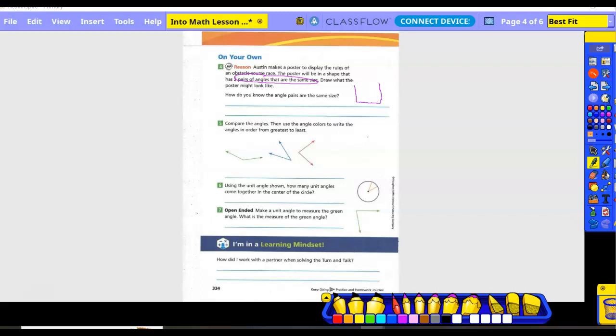Okay, so we can only have 2, right? Okay, so there's 90 degrees. Then what else can we do? So we could do kind of obtuse. Could we do like a house? Yeah. And then would this side over here be the same?